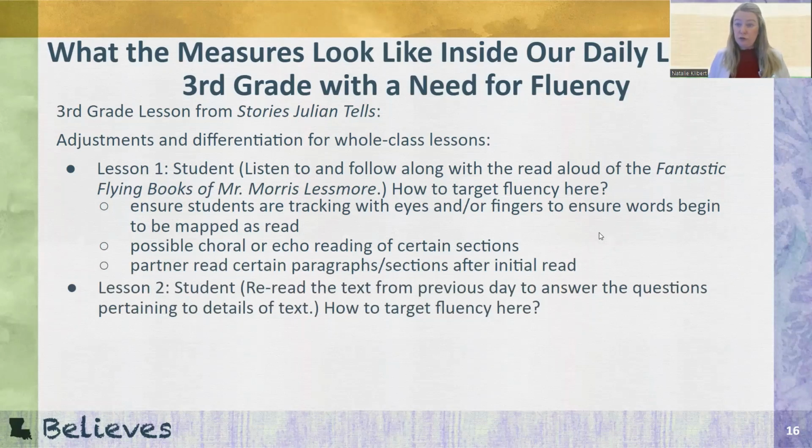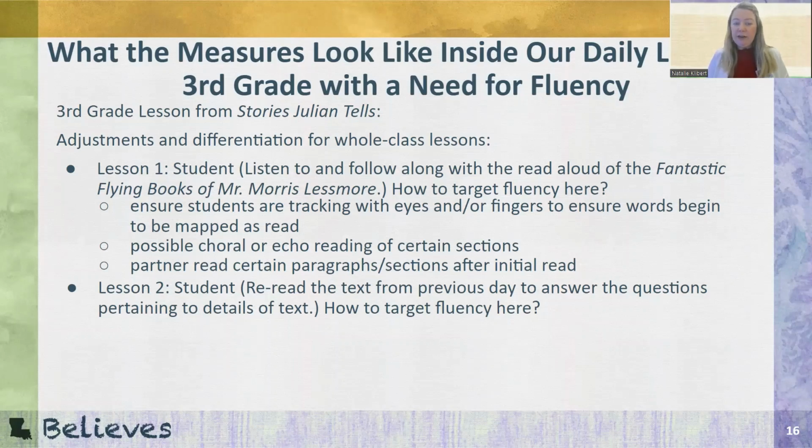So lesson 2 said for the students to reread the same text from the previous day to answer questions pertaining to details of the text. So I'm asking myself once again, how can I target fluency here? Guidebooks or any knowledge building curriculum in 3rd grade and up is going to have suggestions and recommendations for how to get through the text, but they don't know your students. So if it's prescribed that it's just a read aloud, you may need to layer some other things on there because you feel your students need that to help support the complexity of the text in that moment.